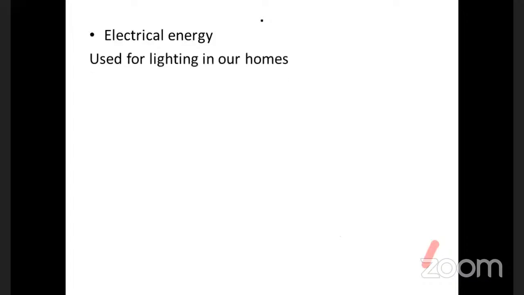So in many cases, we use it for lighting in our rooms. Why lighting in our homes? So you find this electrical energy has so many importances. We use it for lighting our rooms. What else do you use the electrical energy for? There are so many ways you can put this energy into use.